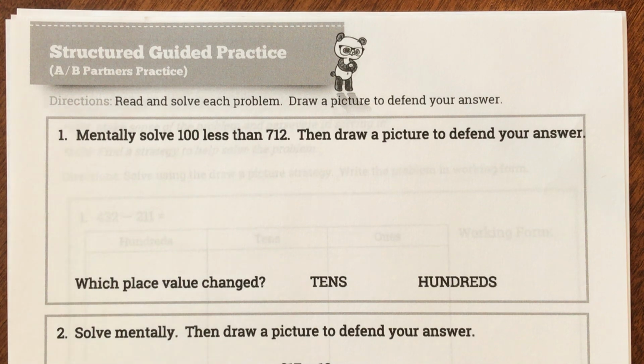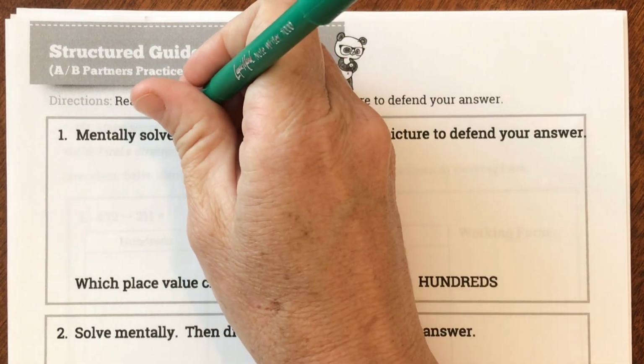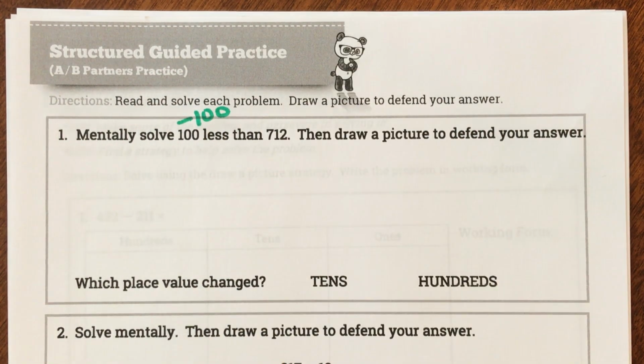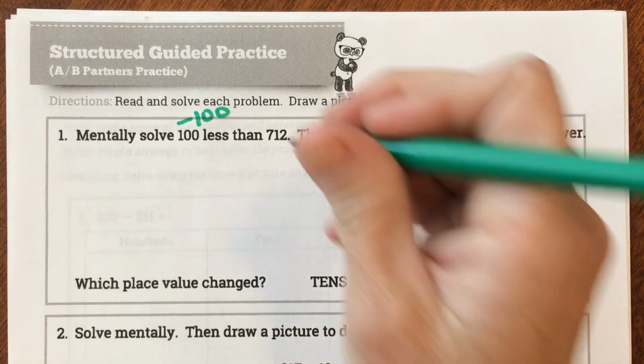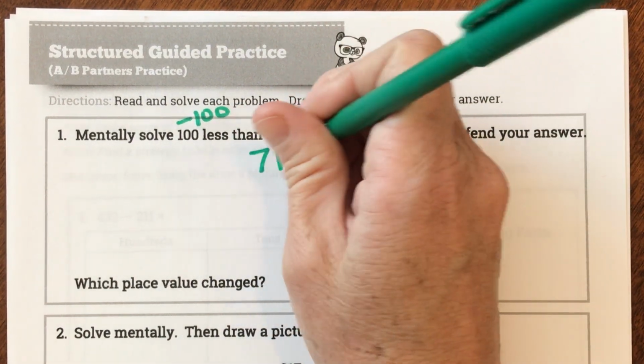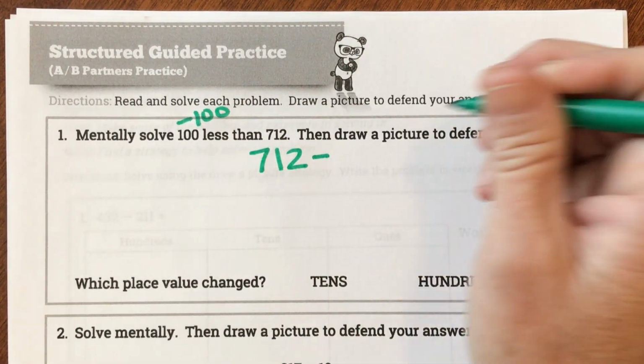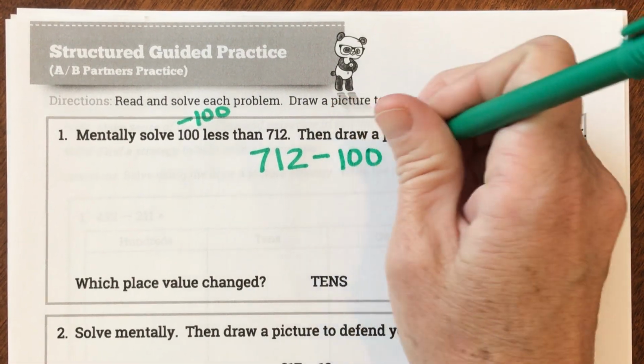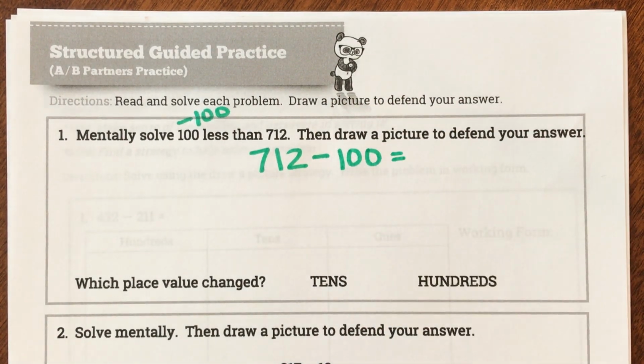Okay, our first problem says mentally solve 100 less than 712. Okay, so 100 less means take away 100. Let's write our equation first. So our equation is 712 is my minuend, and my subtrahend, what I'm going to subtract, is 100.